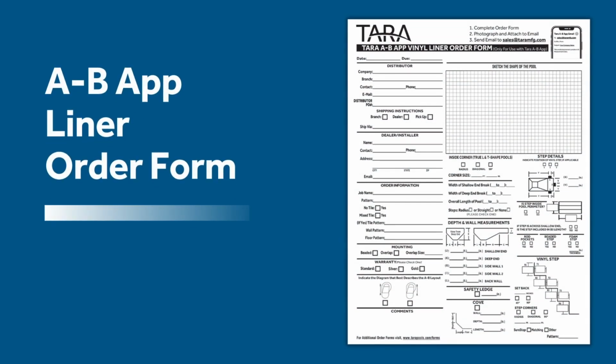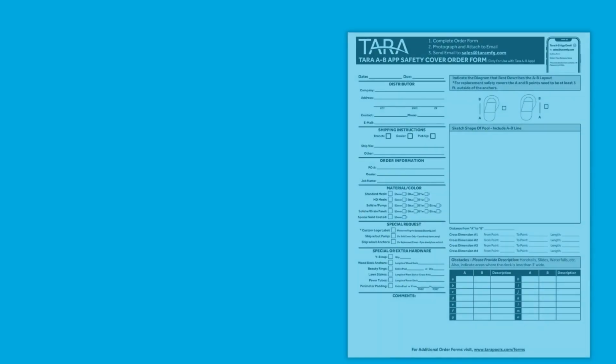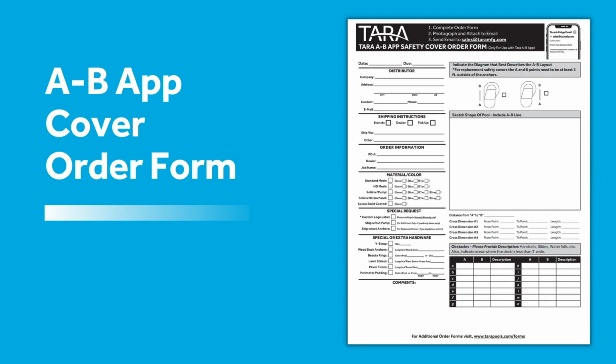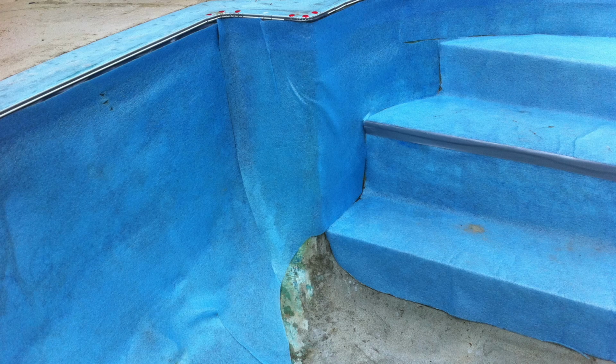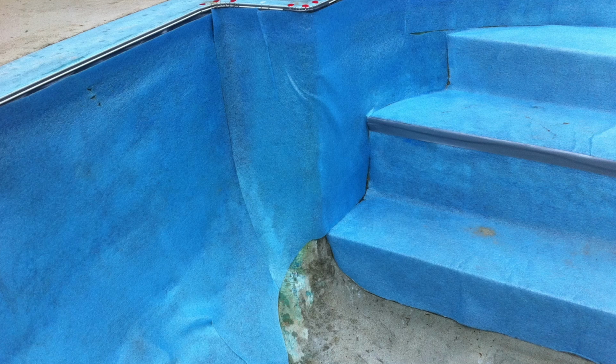The app order forms are simplified versions of our standard order forms. This allows the dealer to write out the order information, such as the distributor information, shipping instructions, liner pattern, etc. This is also where they can enter the bottom and step dimensions. They simply fill in the form, snap a picture of it, and it is automatically attached to the email. Because the order is sent via email, you can attach additional pictures to it. It's a good idea to take pictures of the pool, especially any stairs or other features that may need clarification.